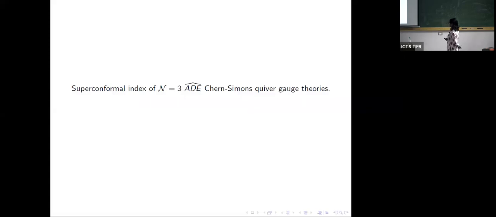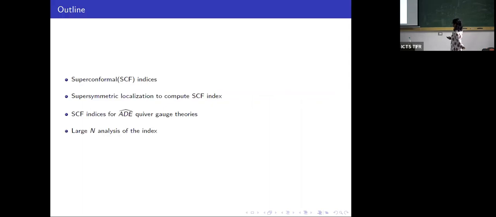Okay. Let's talk about superconformal indices in the same theories. So let me first define what a superconformal index is. Then we'll compute the superconformal index by using the technique of supersymmetric localization. And then we'll apply this technique in case of ADE quiver gauge theories. And we'll finally do a large N analysis of that index.